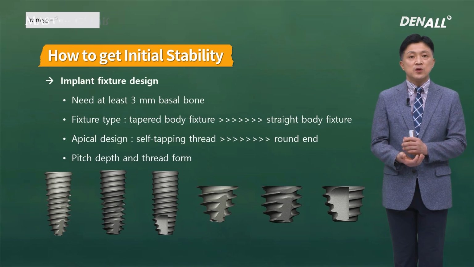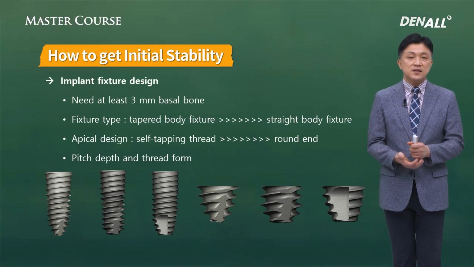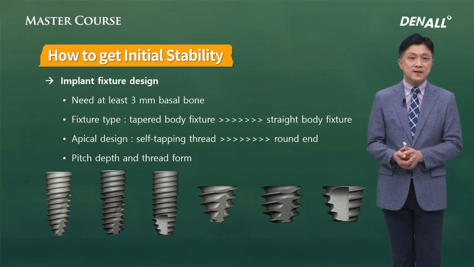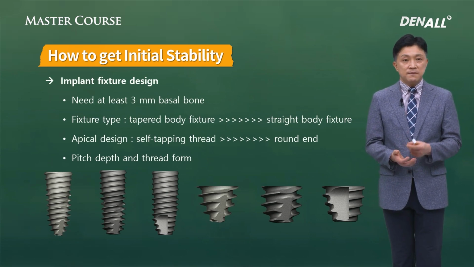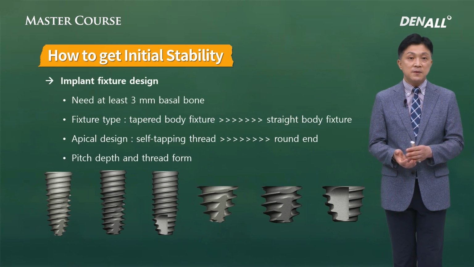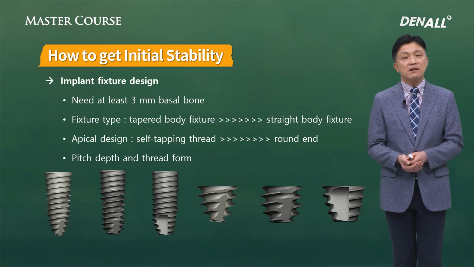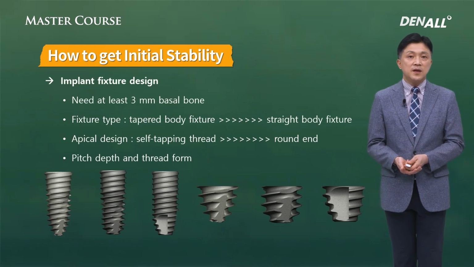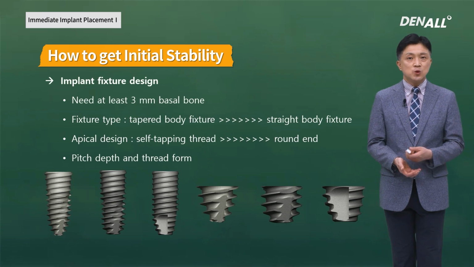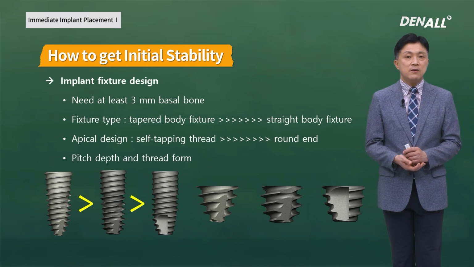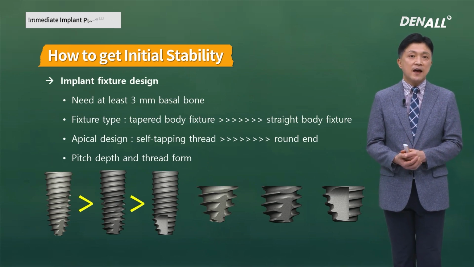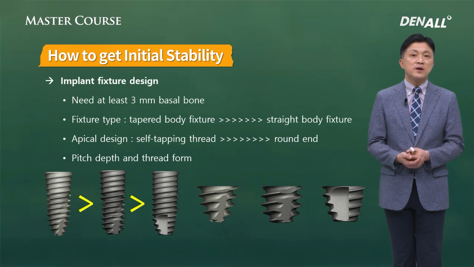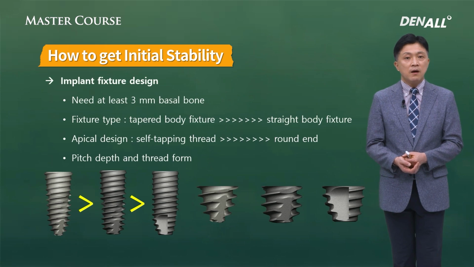Second, in order to get primary stability in immediate implant placement, you need to consider implant body design. As you can see, there's a straight body, semi-tapered body, or fully tapered body. It is most unfavorable to get primary stability in immediate implant placement using a straight body implant. Preferably, you should use a tapered body, so T3 in the case of Osstem, to get better primary stability. It'll be much easier to do that.